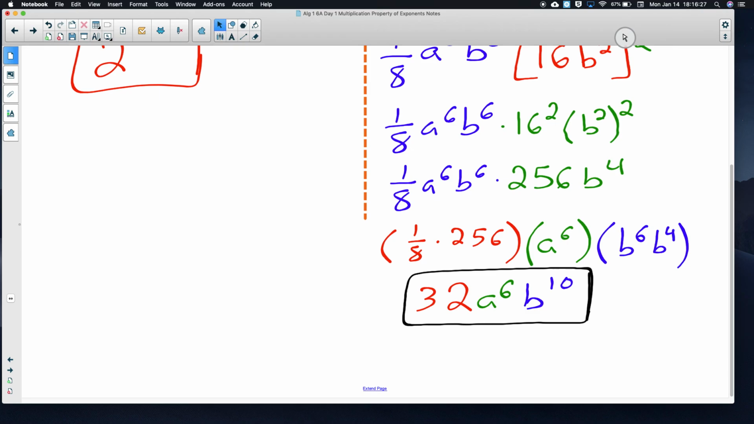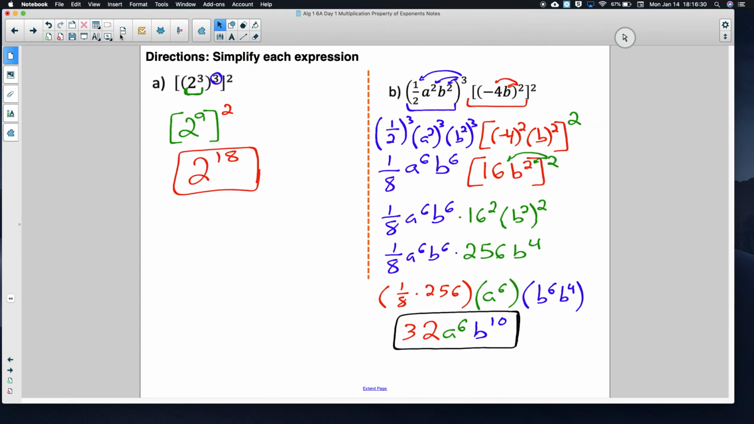So look at what we started with versus what we ended with. It's a much simpler answer. We just have to make sure we're applying those exponent properties correctly.